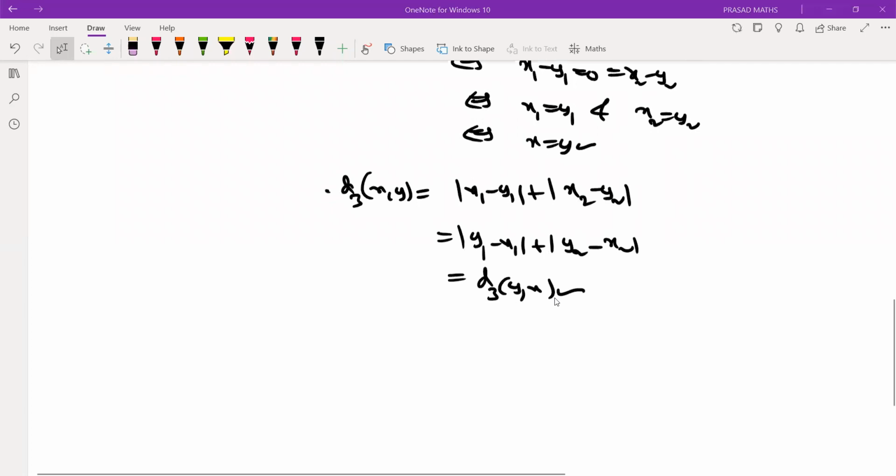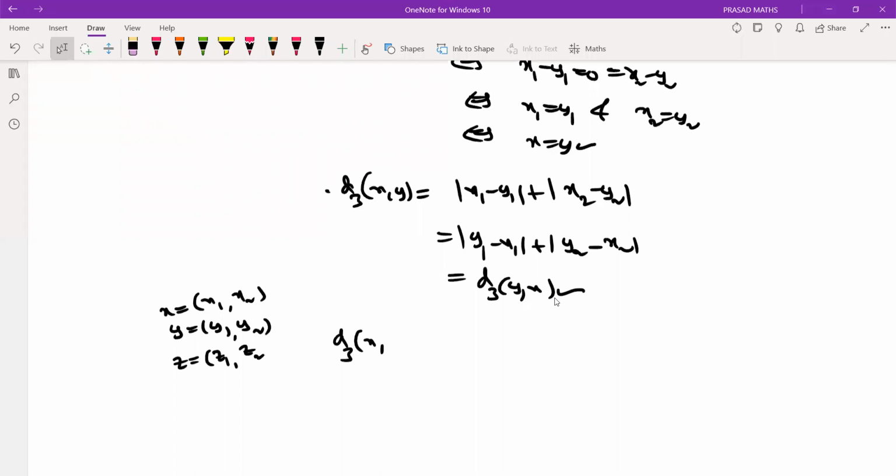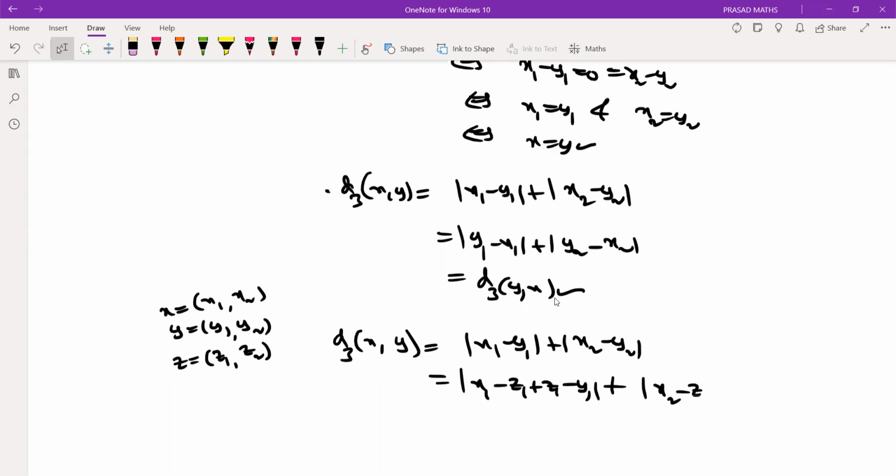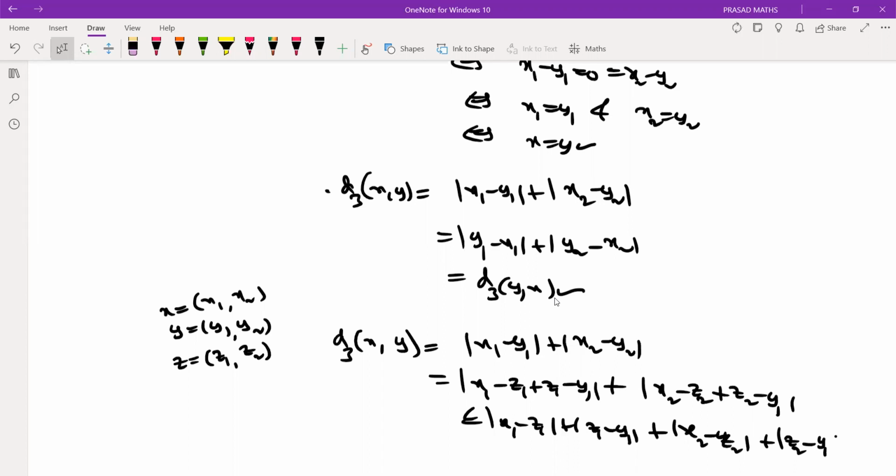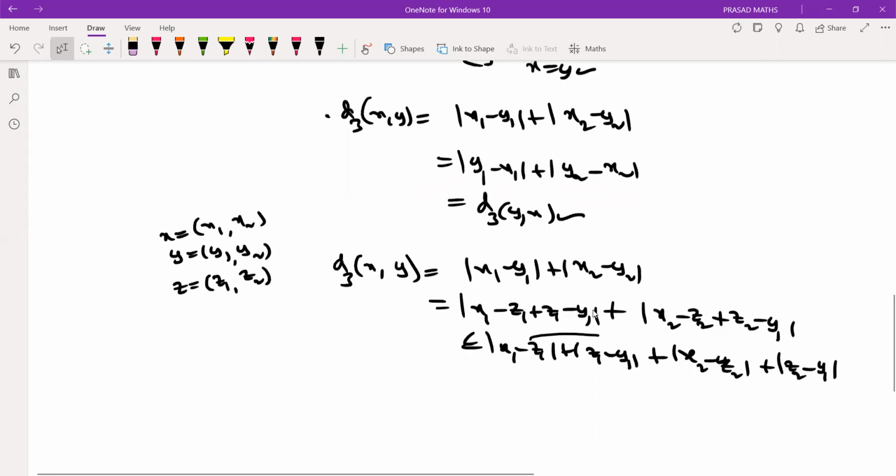What about the triangle inequality? How many points do I require for the triangle inequality? Three points. So this is exactly x1 minus y1 plus x2 minus y2. Again using the add-and-subtract technique, use that modulus of a sum is less than or equal to the sum of moduli by the triangle inequality in real numbers. Just join this and this.